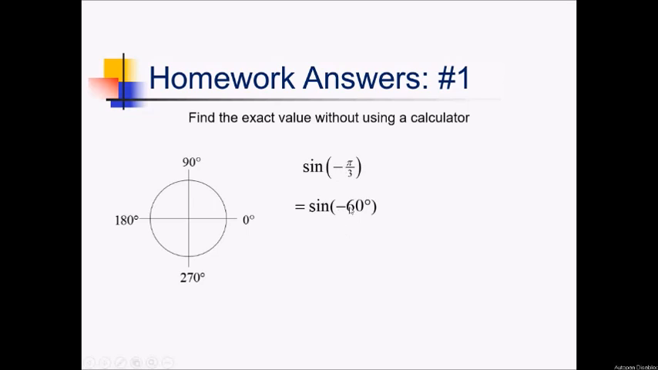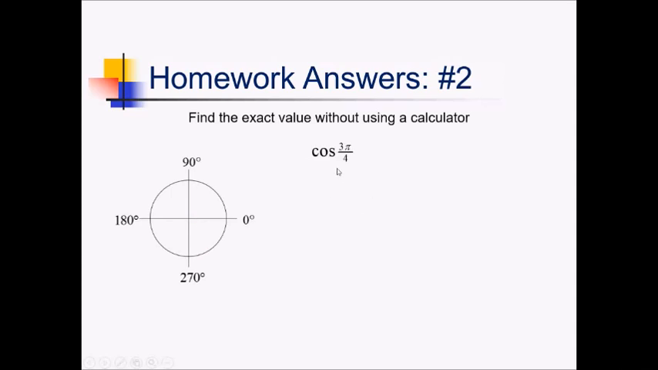And negative 60 degrees, just thinking in terms of where that is, that's down here in the fourth quadrant. So just thinking about reference angles, we are 60 degrees away from the closest x-axis angle. So our reference angle is 60. Sine, which is the y value of the angle, is going to be negative down here below the x-axis. So I can rewrite this then as negative sine of 60.